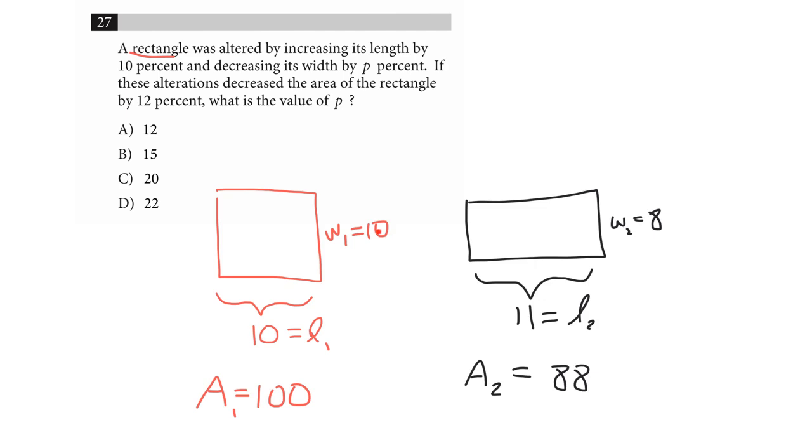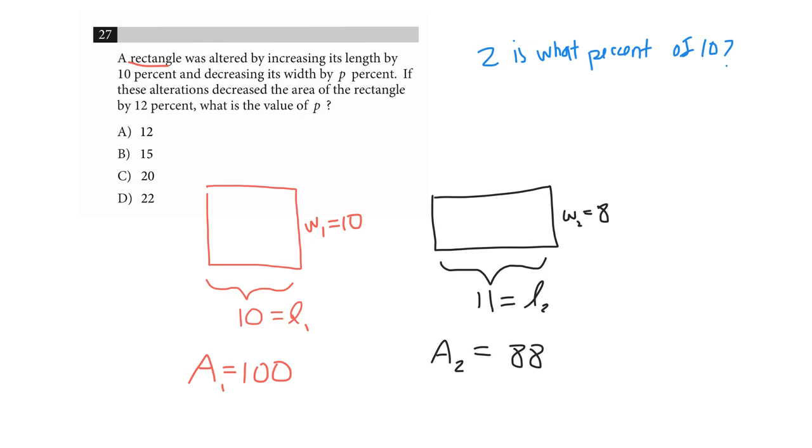So after a p% decrease, we went from 10 to 8. Well, that's a difference of 2. So the question is, 2 is what percent of 10? Because we decreased 10 by p%, which ended up being 2. In order to get from 10 to 8, we decreased it by 2. So the real question here is, 2 is what percent of 10?